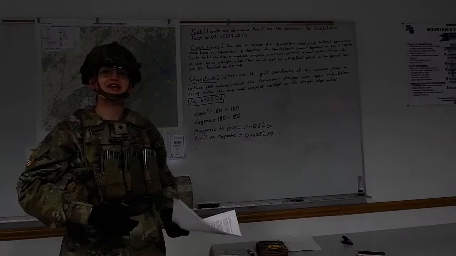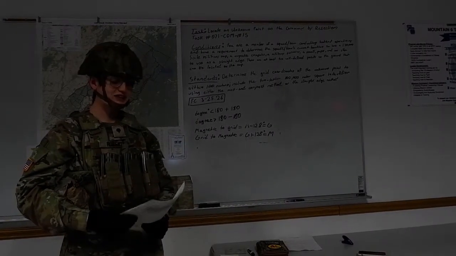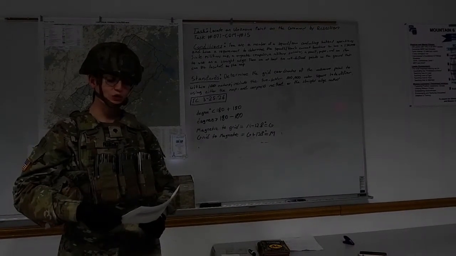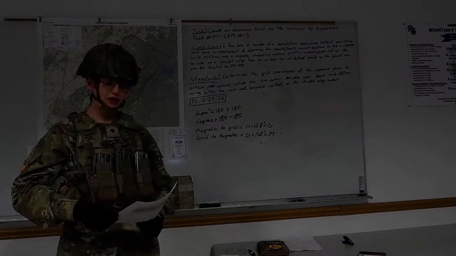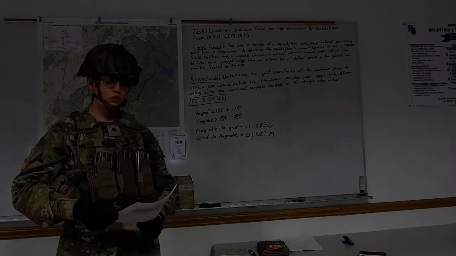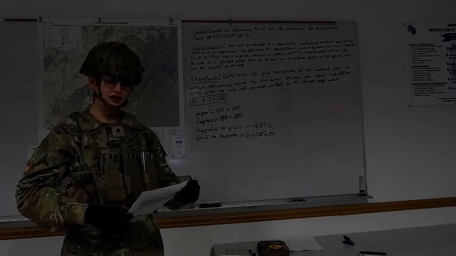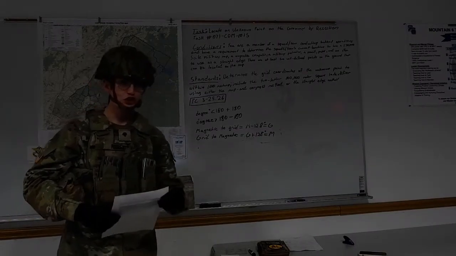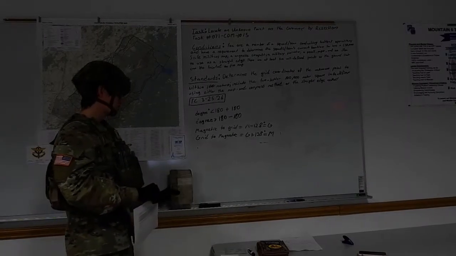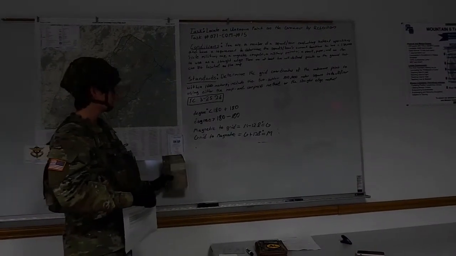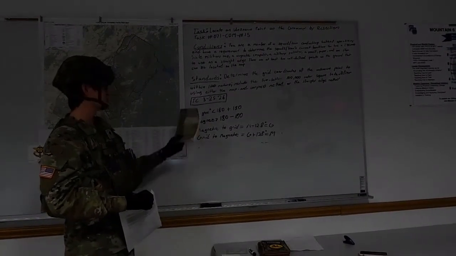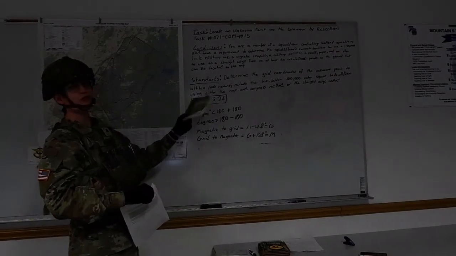Today I'll be going with my CIT video. My task number is the following: 071-Charlie-0-Mike-1015, which is locate an unknown point on the ground by resection. You can reference this task number in Warrior Skill Level Book 1 and 2. Also, you can get more information on the subject in TC 3-25.26.